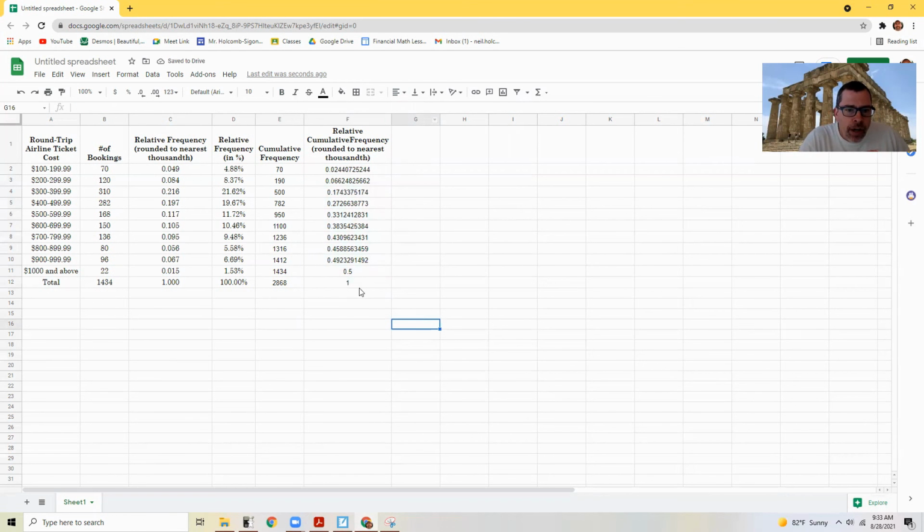Okay, so I always like to include the total. That's my way of checking. So when I get to this, I need that to equal 1, obviously. All right, so then I'm going to change this to, let's go 2 decimal places. So let's shorten that down to 2 decimal places. Okay, so there it is.